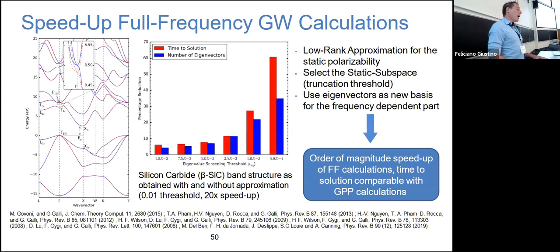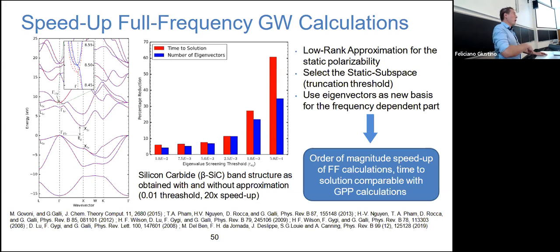All right, I was mentioning how we speed up the evaluation of the full frequency. So the previous calculations were mainly talking about the GPP approximation. In the case of full frequency, you have the complication that you have to evaluate the inverse dielectric function over multiple frequencies in order to carry out the integration numerically. We have introduced a way to speed up this evaluation by using a low rank approximation of the static polarizability. We essentially diagonalize the static polarizability, and we use the eigenvectors of the static polarizability as a new basis instead of the original plane wave basis.